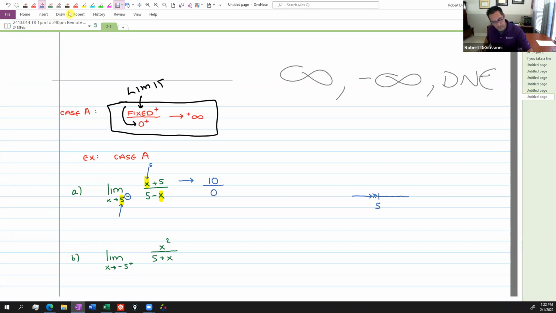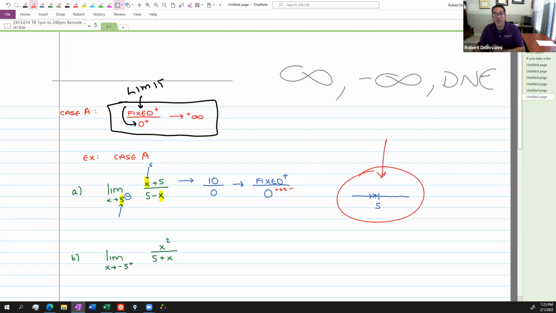So let me continue. 10, I hope you would agree, the top is a fixed positive number. It's fixed, it's just 10. So the top is fixed and positive. The denominator is headed to 0. The question I have to answer is whether this is a positive or a negative number. The way to figure that out is to think about where we were approaching. We were approaching 5 from the left, weren't we? So the numbers that are getting plugged in are to the left of 5.